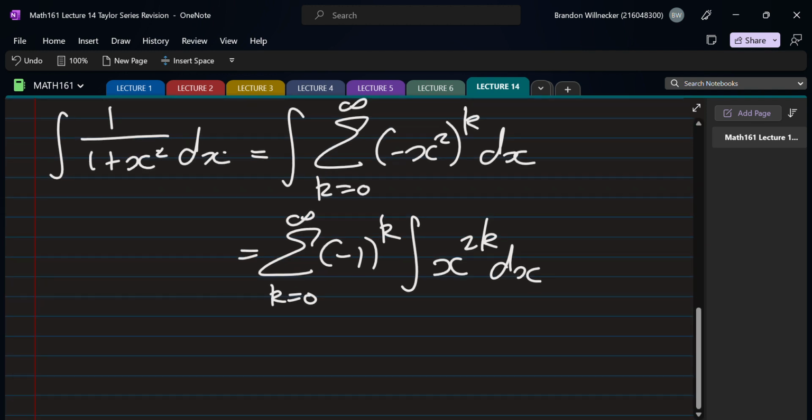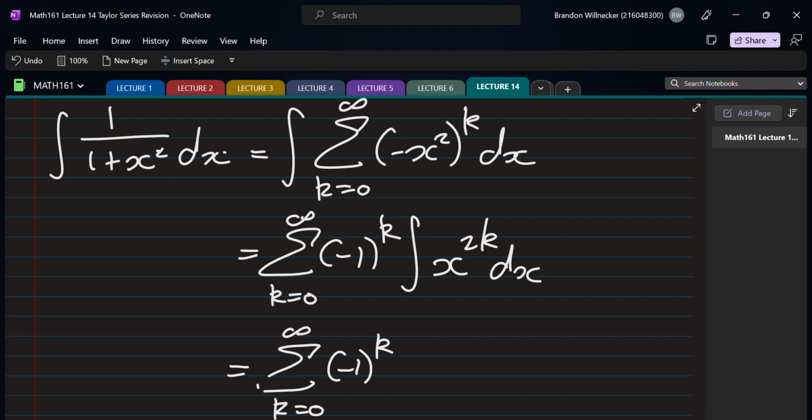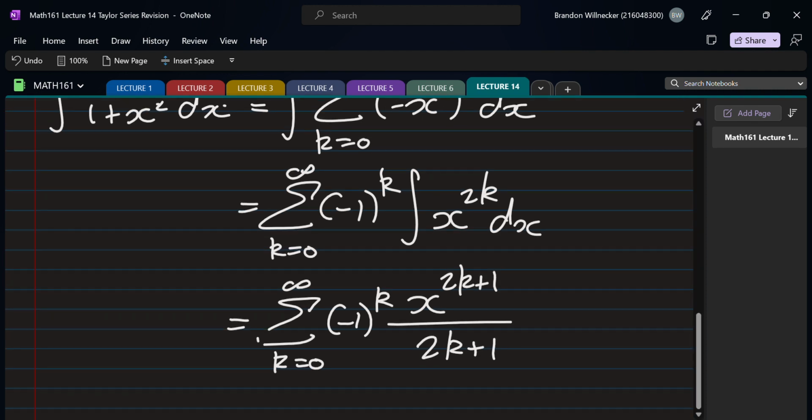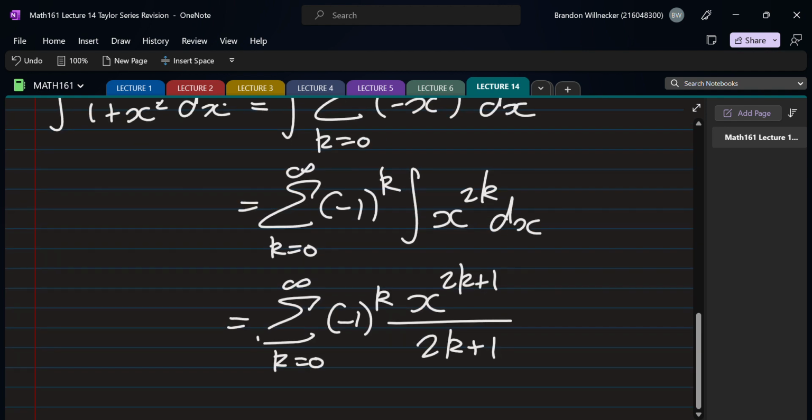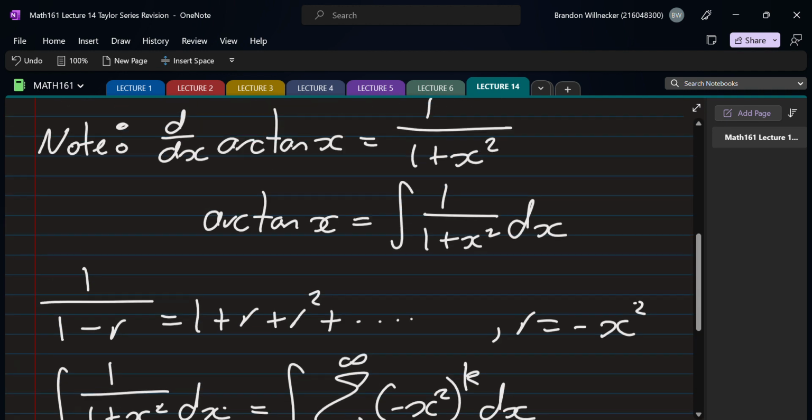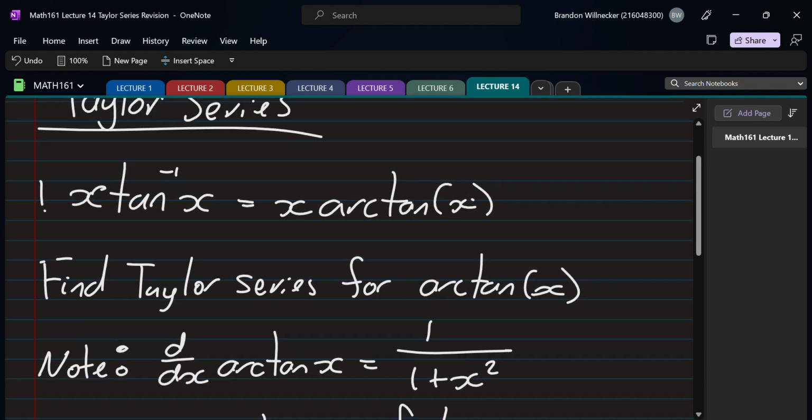Okay, now we can integrate this quite easily. So this will be the sum from k equals 0 to infinity minus 1 to the k. Add 1 to the exponent and divide, so it will be x to the 2k plus 1 over 2k plus 1. Okay. And then that left-hand side, remember that integral was our arctan. So that is our arctan x. Okay, but we don't want arctan x. Remember the question said x arctan x. So we just multiply everything by x at the end.